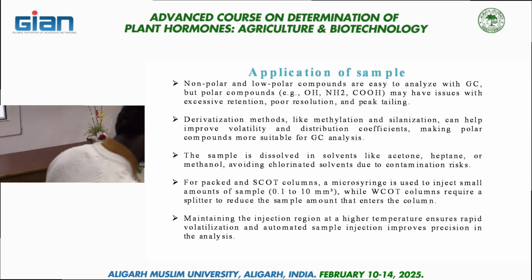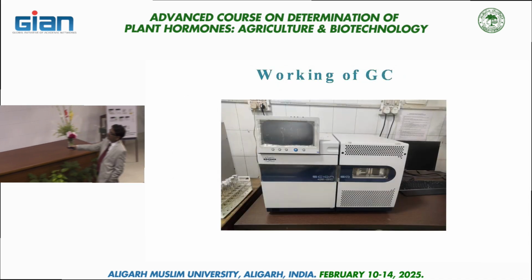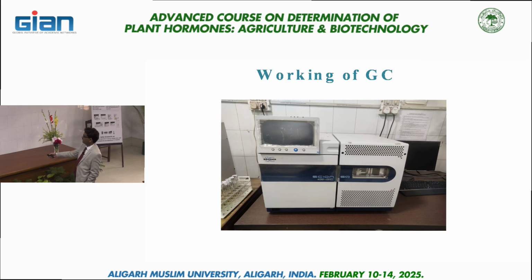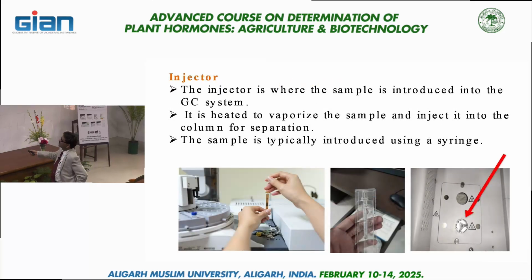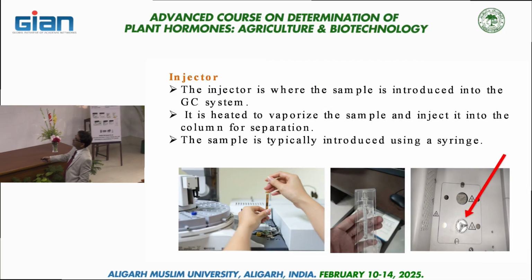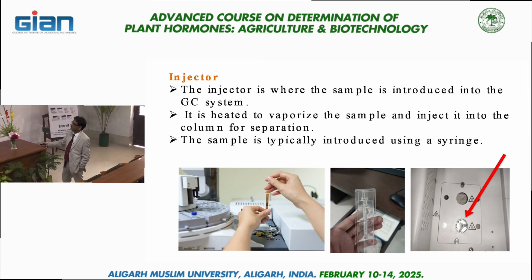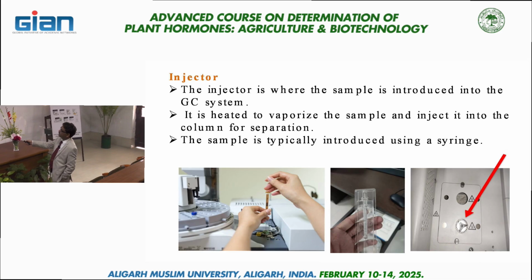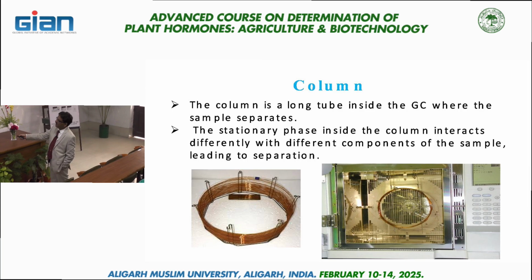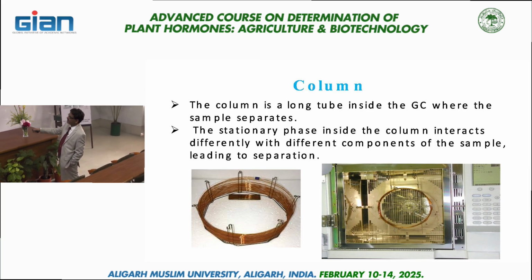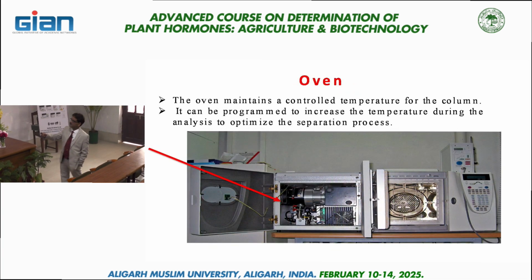This is the working of the GC. The vacuum function maintains low pressure, enhancing sensitivity and giving an optimized pathway. Then the injector is the region where the sample is introduced in the GC system, and it is heated to vaporize the sample and inject it into the column for separation. Then the column is a long tube inside the GC where the sample separates itself, and the stationary phase inside the column interacts differently with the different components. We have opened it here, it will not be open in there.